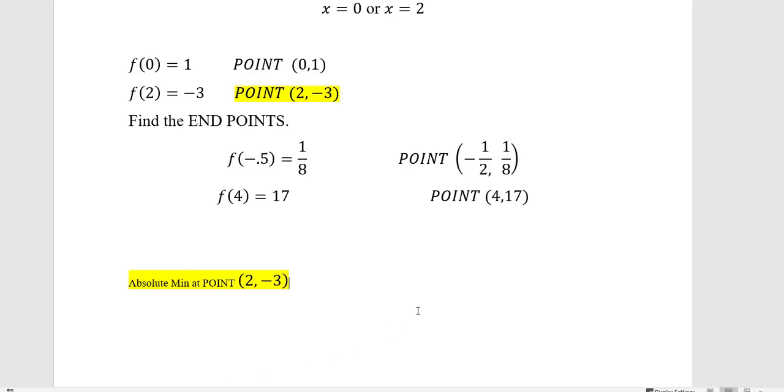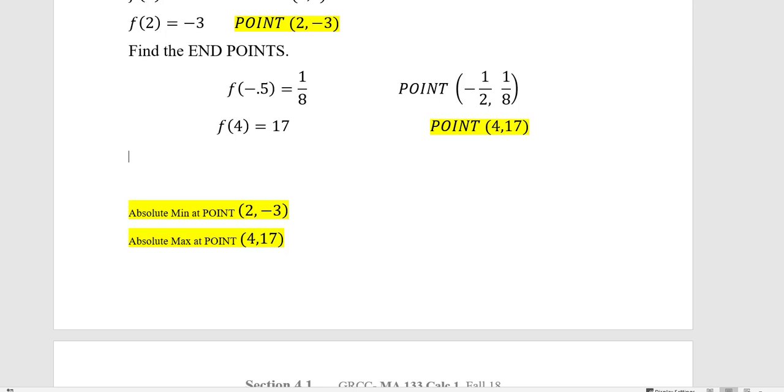Then the absolute max, I look at all the output values and I find the largest value. In this case, that's at the point (4, 17). So the absolute max is at the point (4, 17).